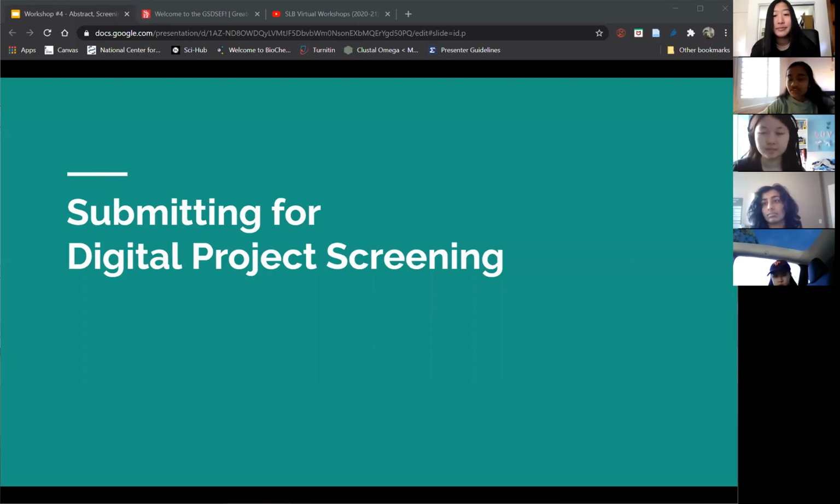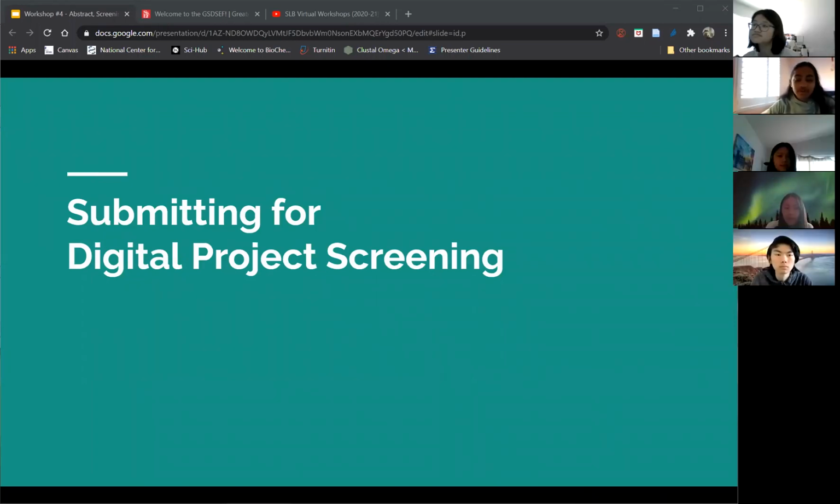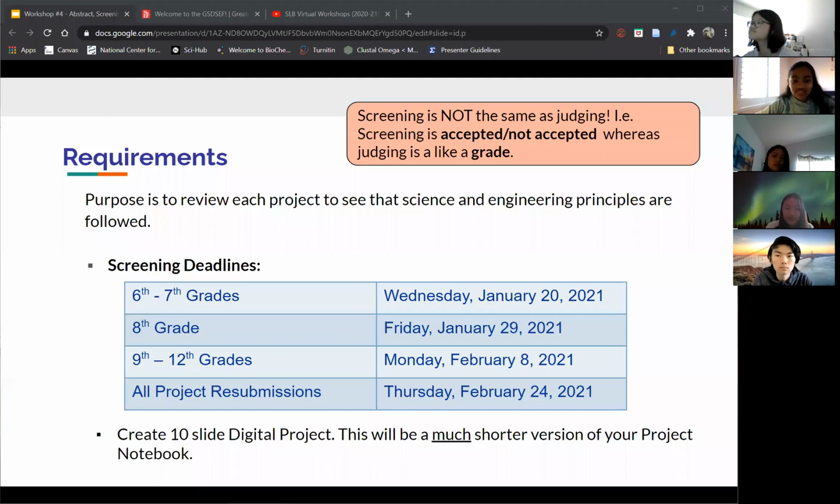Now that we've covered all these parts of the notebook, we're going to go over the next thing that you need to turn in for the fair, which is the digital project screening. So the digital project screening is a lot like the safety pre-screening that you had to turn in before, but it has more details. Essentially, we want to make sure that the project you're going to submit is within all of the GST SCF rules, and it's appropriate for the fair. That way, you're eligible for the fair. So it's a last check for the forms that you need and the procedures that you performed.